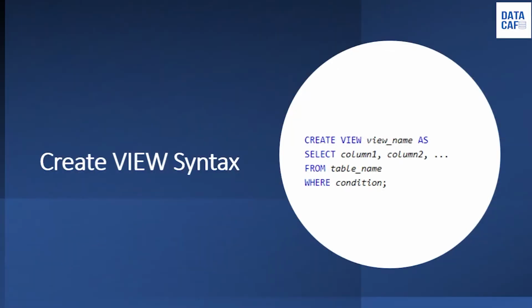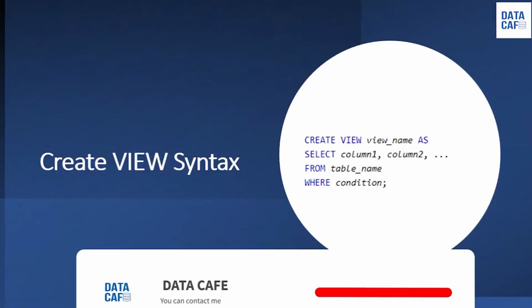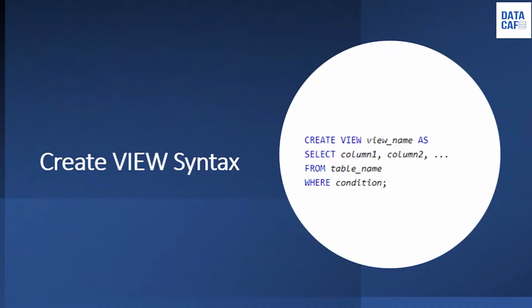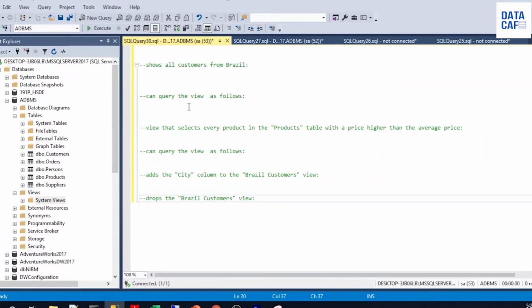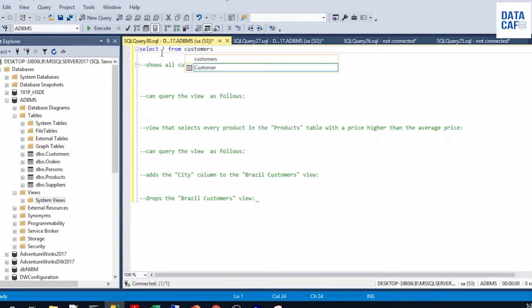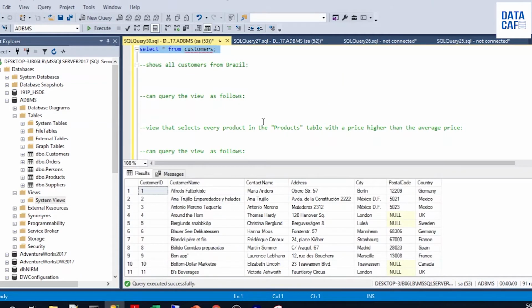So now we will see how to create a simple view using SQL server. For that I am going to open my SQL server. I have already created a sample table for that, the customers table. First we will see the available data of this customers table. You can see there are 91 records available.